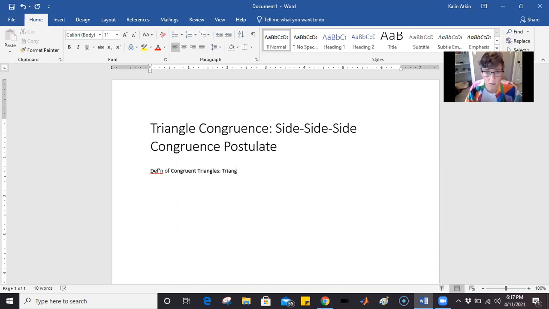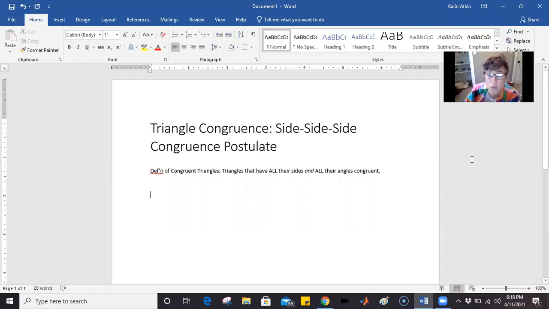Triangles that have all their sides, and let's emphasize that, and all their angles congruent. So if I wanted to prove the two triangles are congruent, I would have to show that all of their sides are congruent and all of their angles are congruent. That would be a lot of measuring. There has to be a better way.